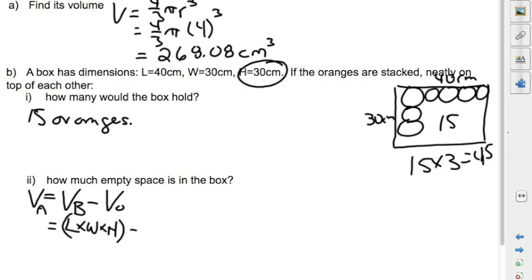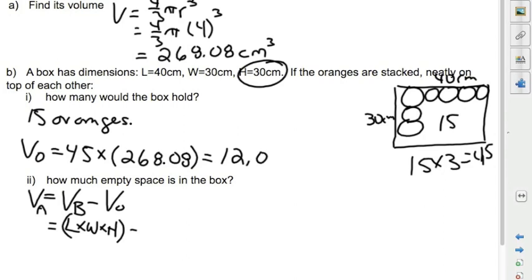268. Yeah, so I'm going to calculate that first because I get a little more space. So the volume of oranges is really 15 times, each orange takes up 268.08. So that leaves me... Oh, sorry, not 15, 45, thank you. 45 times 268.08 is 12,060. So here I just plug in 12,000.